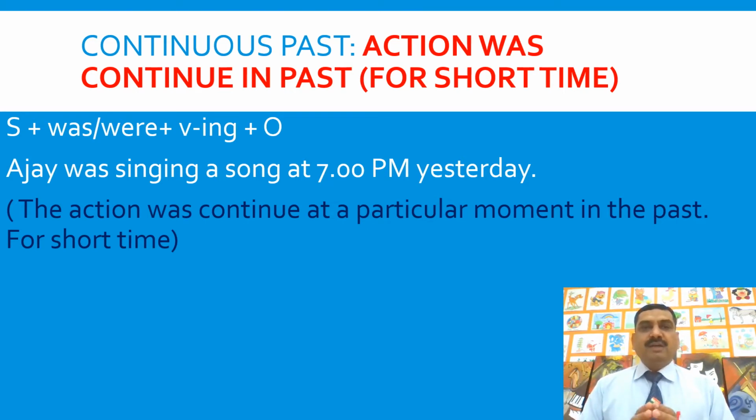For example, Ajay was singing a song at 7 p.m. yesterday. So, yesterday, 7 p.m. was a particular moment in the past when the action of singing was going on. Continuous past shows action in the past that was continued at a particular moment in the past for a short time. Please remember, continuous past shows action continued at a particular moment in the past for a short span of time.